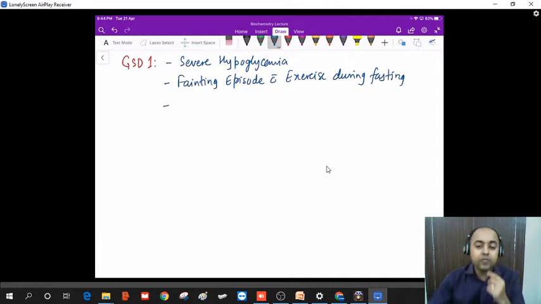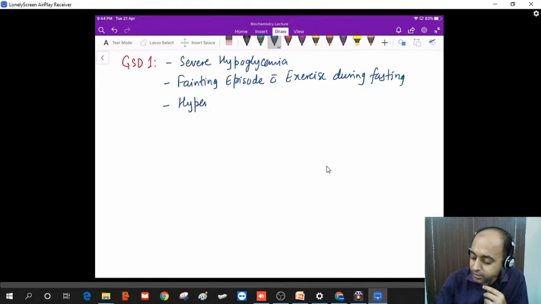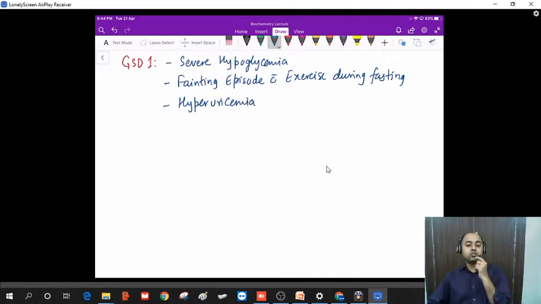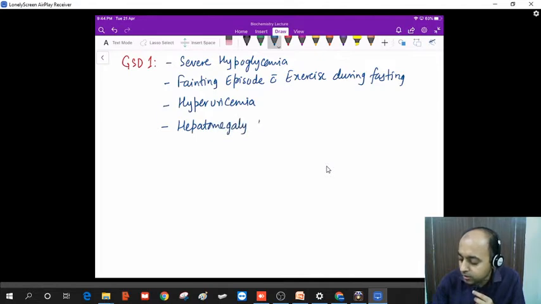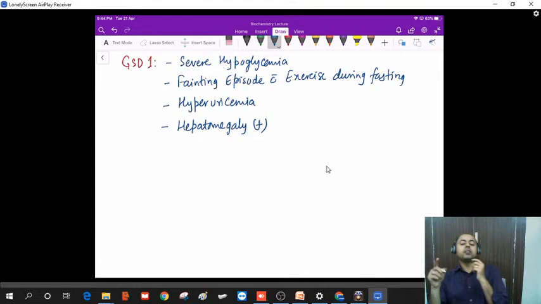Later on, we'll also find one important biochemical finding here, that is hyperuricemia. We'll discuss this when we are doing purine metabolism. The hyperuricemia is seen in glycogen storage disorder, and because glucose 6 phosphatase is defective, it is present only in the liver but not in the muscle. What you find is hepatomegaly only. Hepatomegaly will be there, but muscle enlargement will not be there.